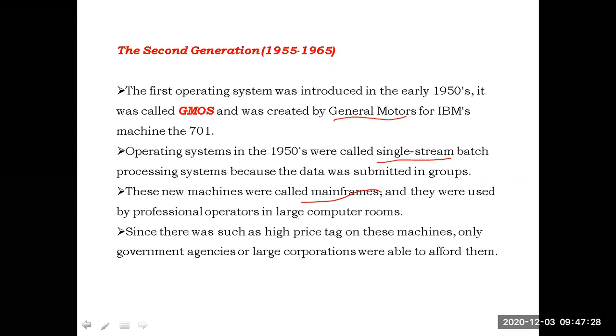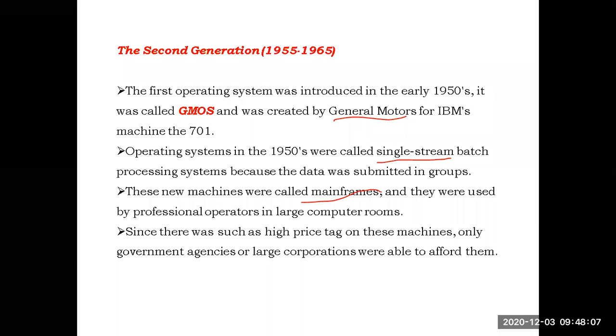Small companies are also unable to use the computers. Why? Because the cost of the mainframes at that time is very high. The cost is very high, size is very high, and yet only professional operators can access that computer. All people are unable to access the computers. Only professionals, computer scientists are able to operate the computers. That's why only government agencies or large companies are using them. Ordinary companies and ordinary people are unable to use the second generation computers.